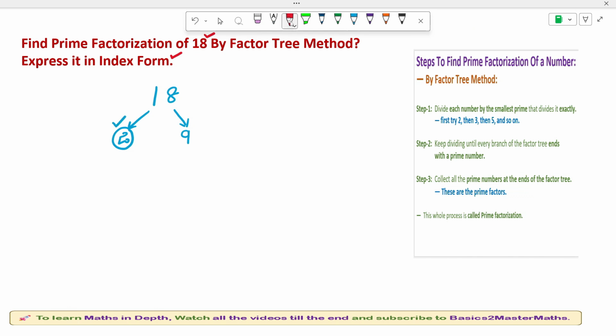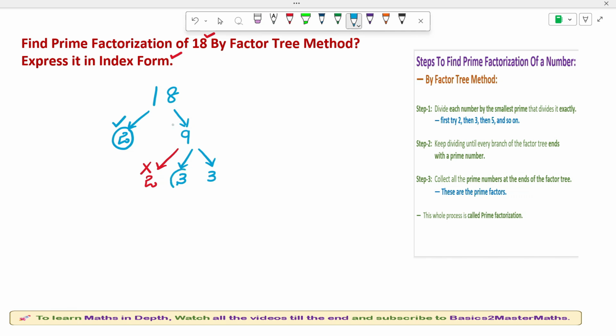Again, start dividing 9 by the smallest prime, 2. Since 2 does not divide 9 exactly, move to the next smallest prime, 3. Since 3 divides 9 exactly, we get 3.